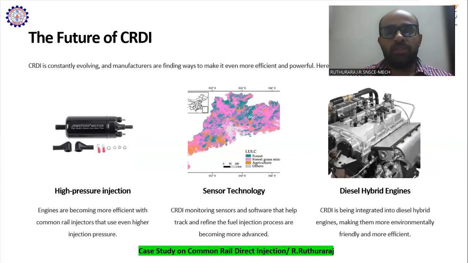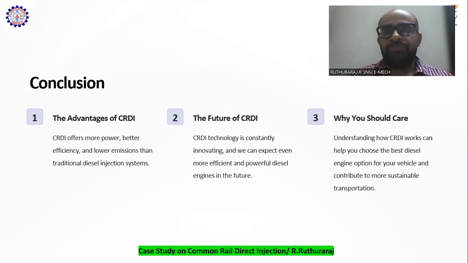What are the future technologies for this CRDI engine? High pressure injection: more high pressure injectors can be used to increase the fuel efficiency further, and also sensor technologies can be used. Nowadays all the engines run on sensor technology, so sensors can be utilized to calculate the fuel requirement and spray the fuel. And also hybrid diesel engines. Hybrid diesel engines are integrated with a battery so that more power efficiency and energy efficiency is obtained. So these are the benefits of the CRDI engine.